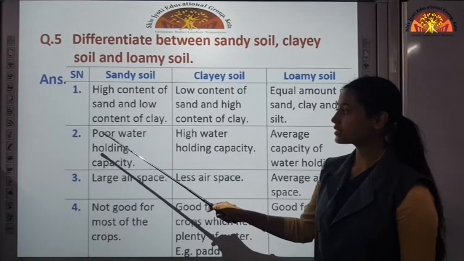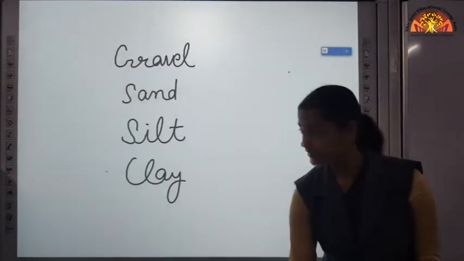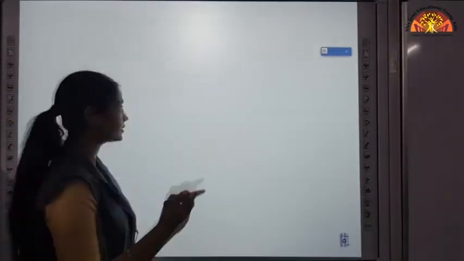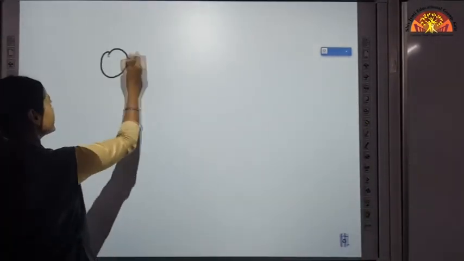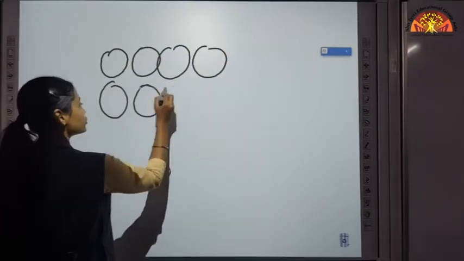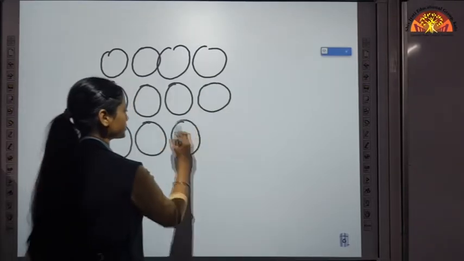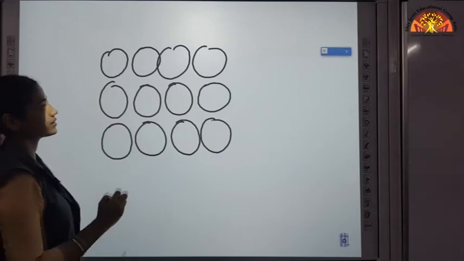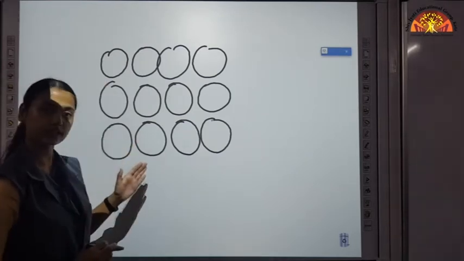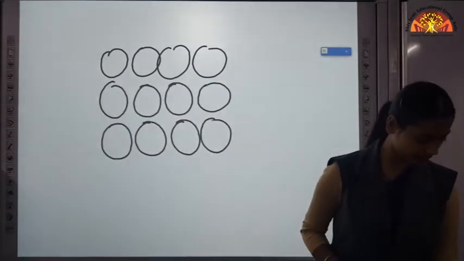Then sandy soil has poor water holding capacity. Why does sandy soil have poor water holding capacity? Because the size of the sand particles is very large. So, many spaces are present in between the particles. Because of these spaces, they cannot retain water. Water can pass easily through these spaces. So, that is why sandy soil has poor water holding capacity.